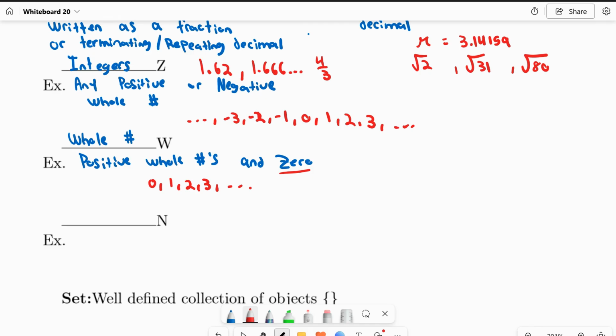Keeps going forever. Finally, the most specific set of numbers that we'll work with for now are the natural numbers. Okay, a natural number is a positive whole number. It does not include 0. So, similarly to whole numbers, we go 1, 2, 3. We'll continue positive, but keep in mind it does not include 0.